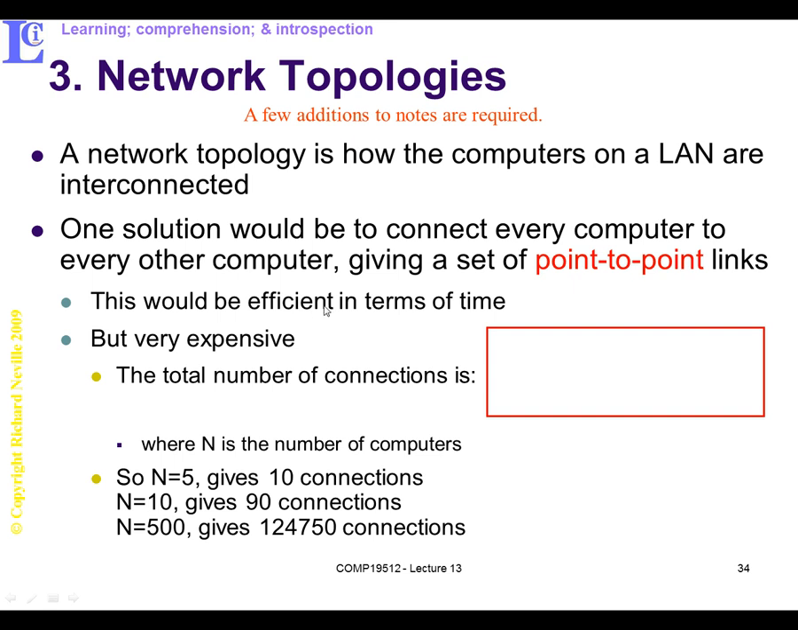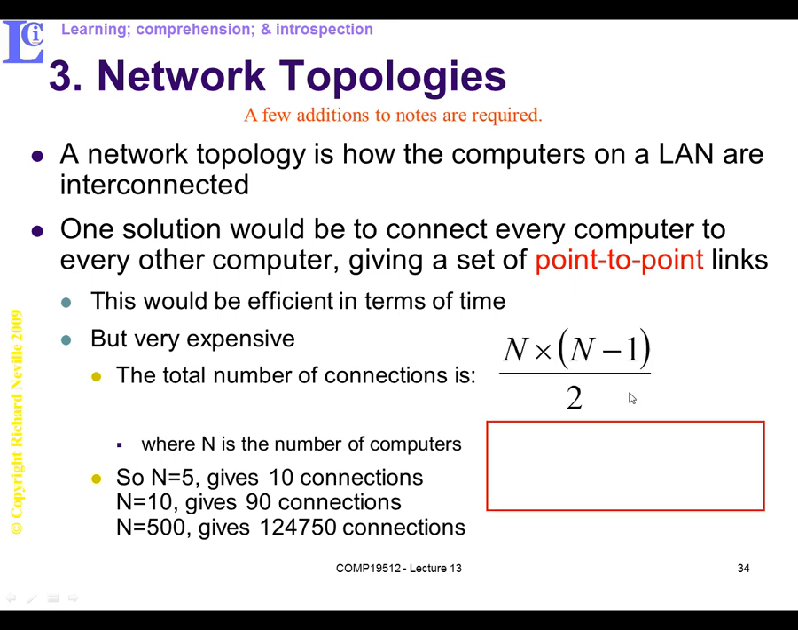And if we wanted to find out how many connections there would be for a point-to-point or fully connected network, this is the equation we would use. The total number of connections is n times (n minus 1), divided by 2. So let's look at some examples. For n equals 5, this gives us 10. For n equals 10 computers, this gives us 90.